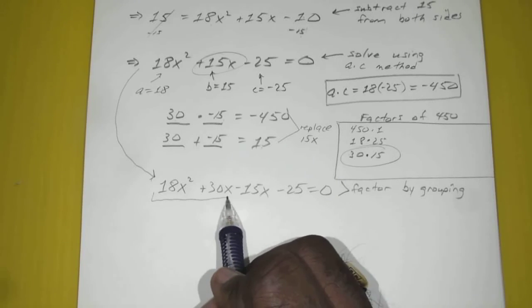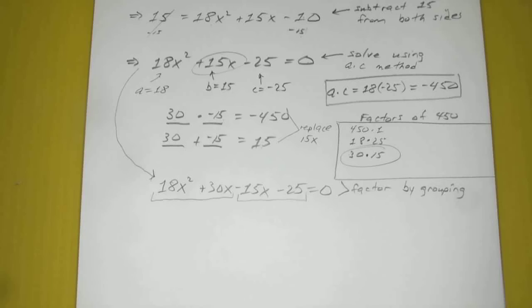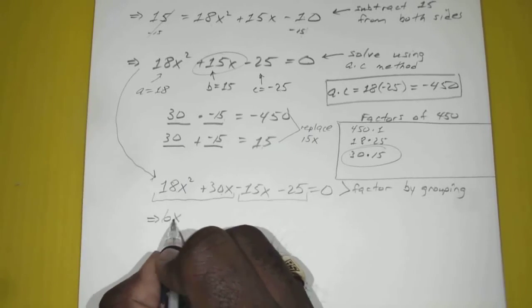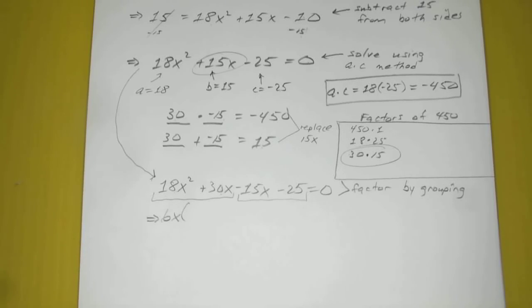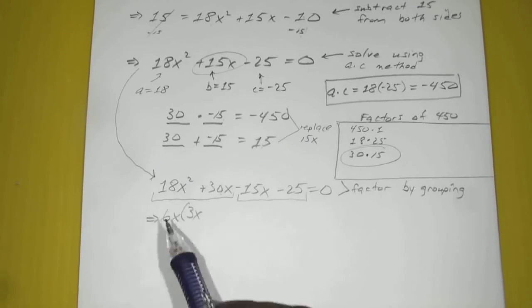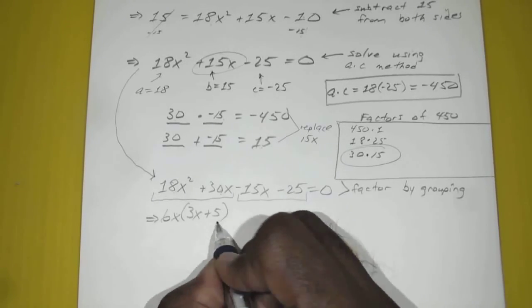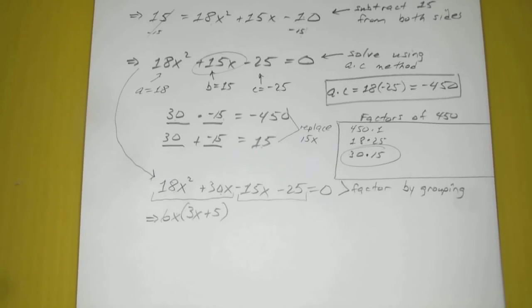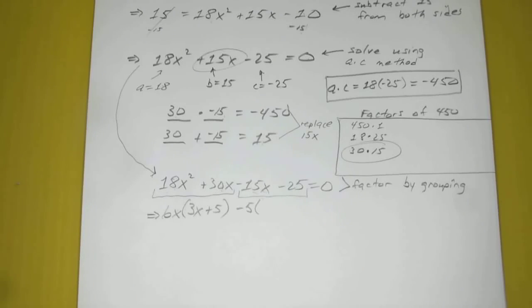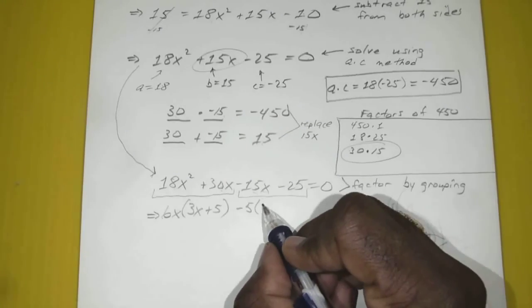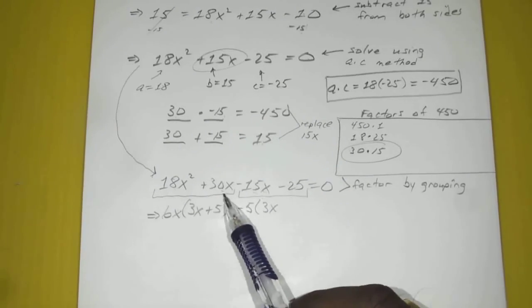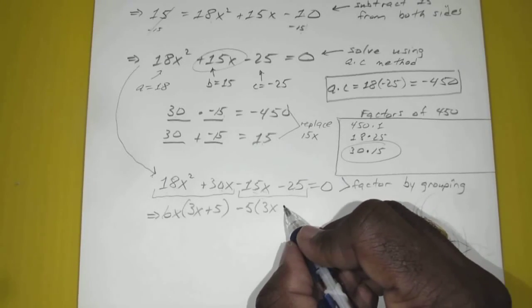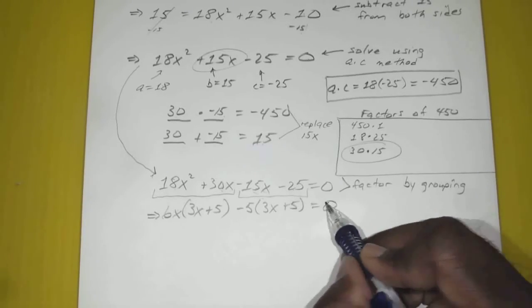Okay, so when we factor by grouping, we take the four terms and we make two little smaller groups. Now for these two terms, you can factor out a 6x. So you have 6x. Now 6x times 3x will give us our 18x squared. And 6x times 5 will give us our 30x. Now for these two terms, we can factor out a negative 5. So negative 5 times 3x will give us our negative 15x. And negative 5 times positive 5 gives us negative 25. And we know that's going to equal 0.